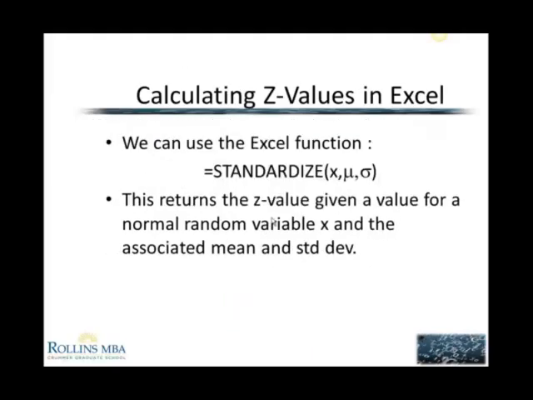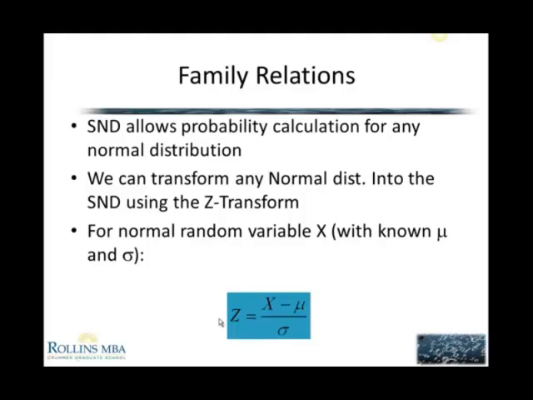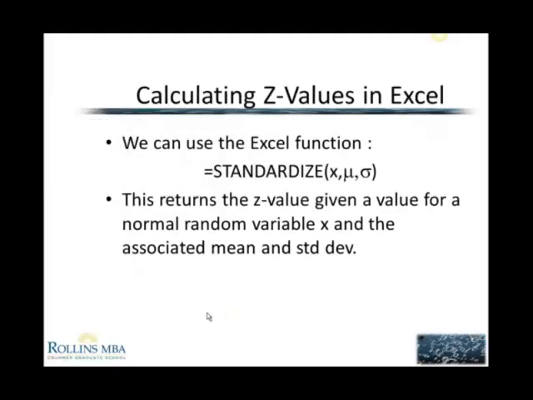In Excel, there's a formula that lets us calculate this z-value, and it's called the STANDARDIZE function. We put in our value of x, and we put in the values of mu and sigma for that specific normal distribution, and it will return the z-value. Frankly, I find it just as easy to type this formula into Excel as it is to type the word standardize, but they do exactly the same thing.